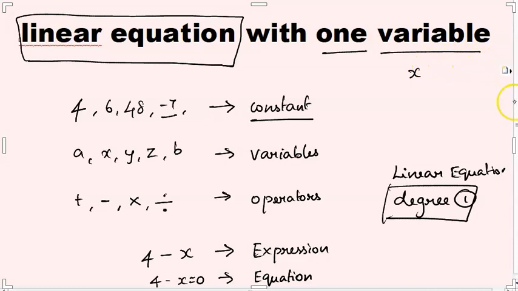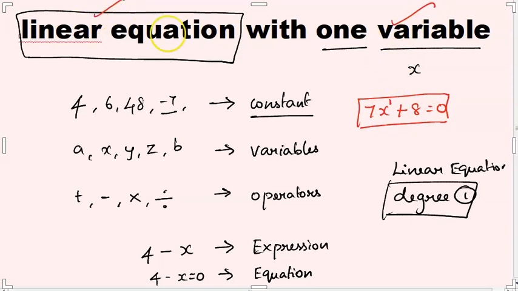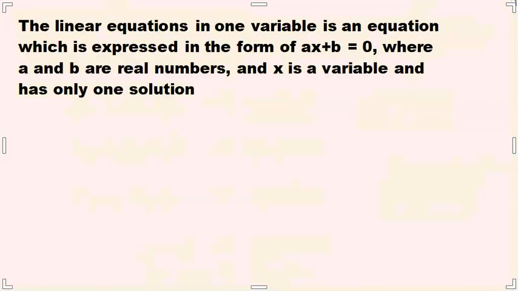Now can you frame an equation with one variable? So now I'm going to make it. Say for example 7x plus 8 equal to 0. Here the variable x is the only variable, and it has the degree 1, so it is a linear equation with one variable.